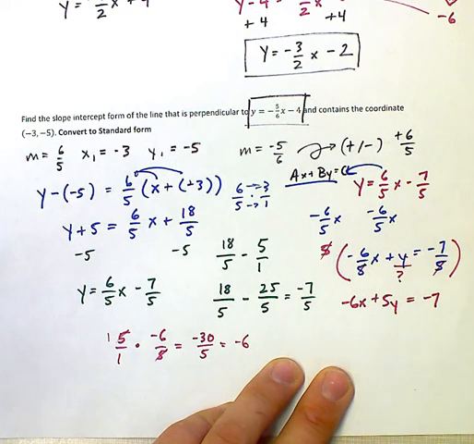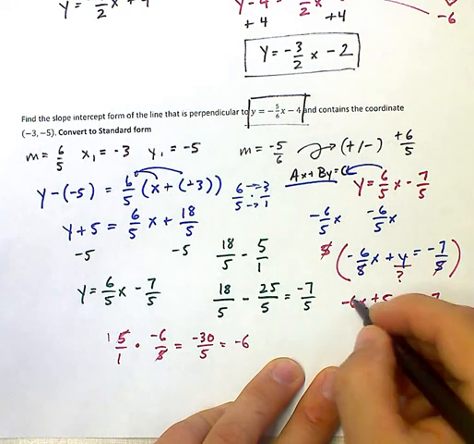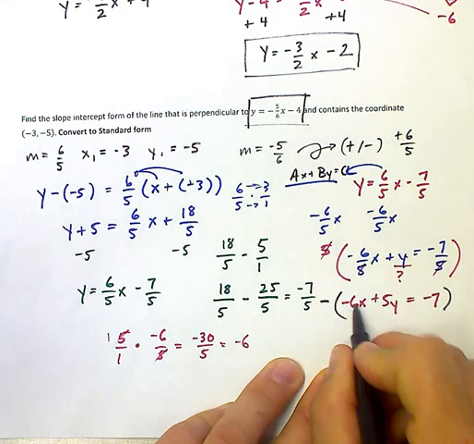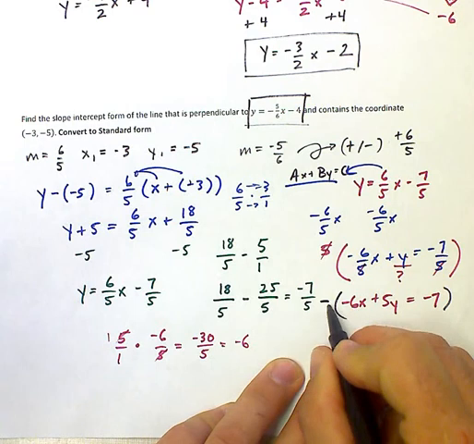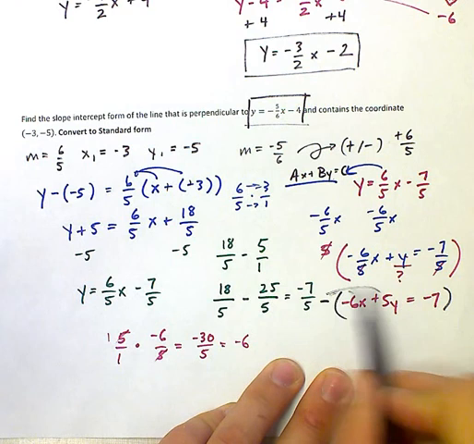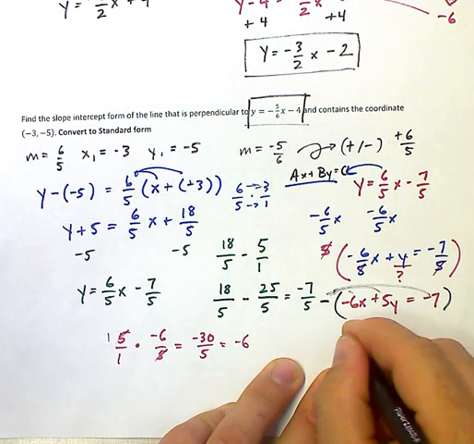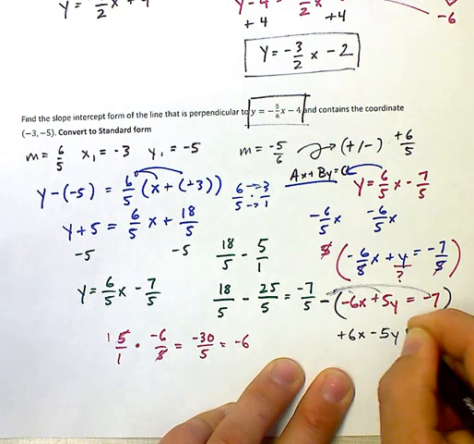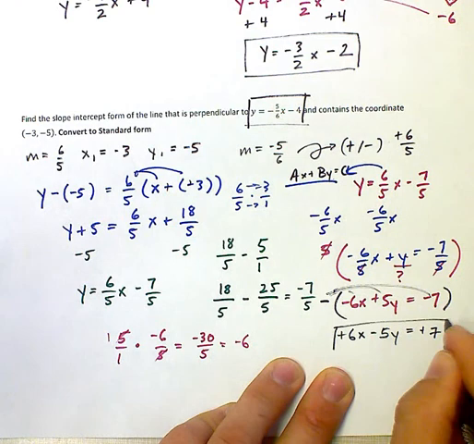Now another funny thing about standard form is that the x can never be negative. So if you ever have a coefficient in front of x that's negative, just multiply the entire equation by a negative, distributing that, and you get a positive 6x minus 5y is equal to a positive 7. And that would have been your final answer there.